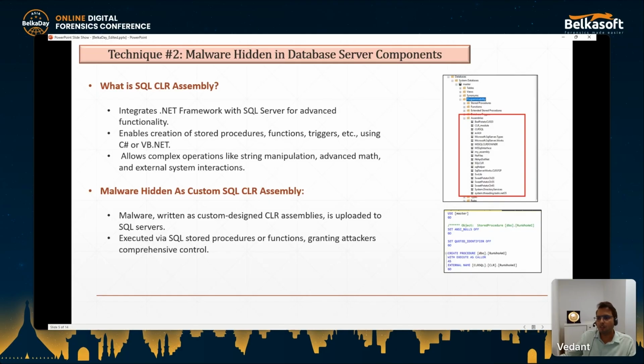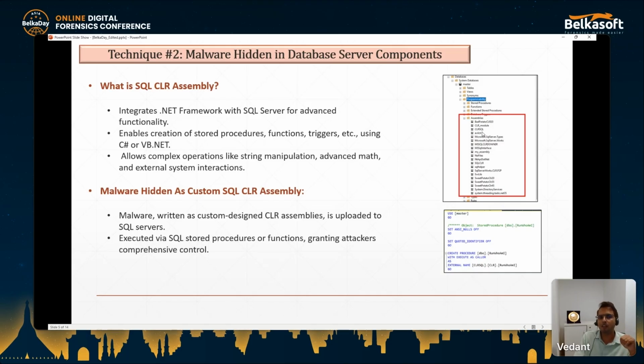What malware authors are doing is loading malware into SQL Servers as a CLR assembly and executing it through SQL queries. You can see on the right hand side of my screen that a number of assemblies are loaded into the Microsoft SQL Server. This one, Microsoft.SQL, is present by default in the Microsoft SQL Server. All others in this particular case are malicious assemblies that have been uploaded by the attacker.